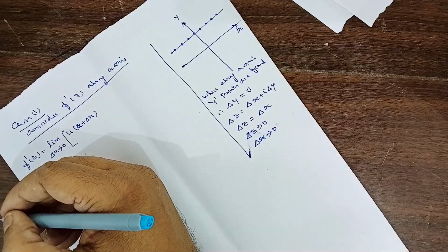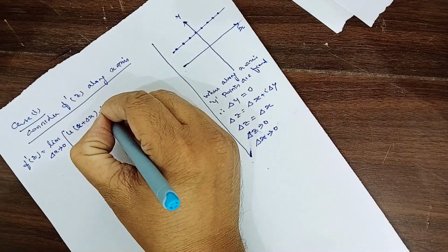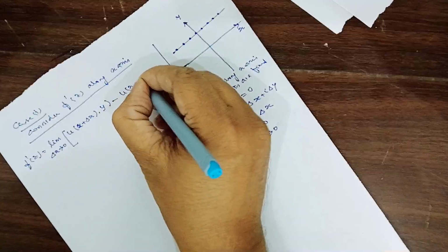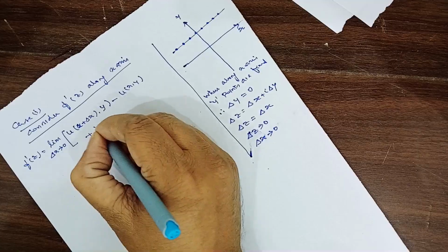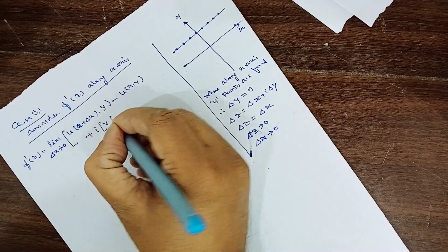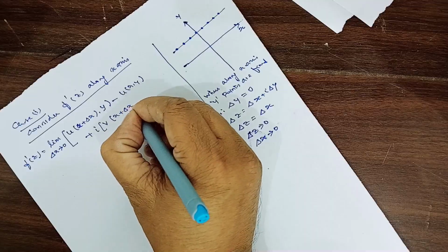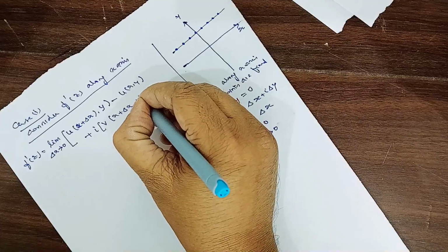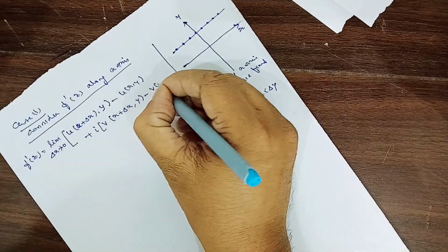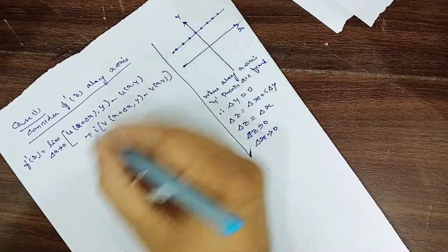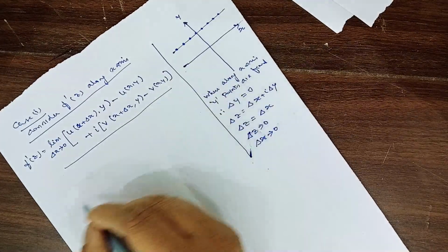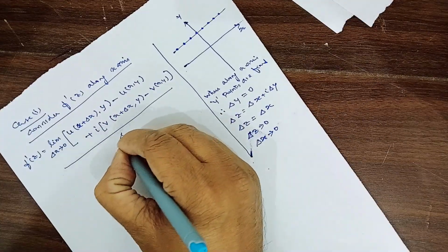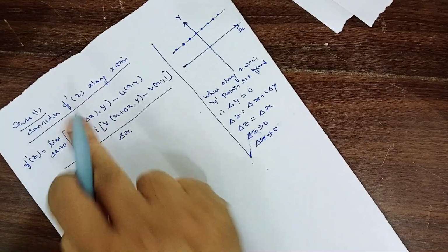Y plus delta y, but delta y is 0, therefore it becomes y only here, minus u of x comma y plus i into v of x plus delta x comma y plus delta y is 0, again the term becomes 0, so y minus v of x comma y, divided by delta x plus i delta y is 0, therefore the remaining term is only delta x. Now you see all the terms are in delta x only.